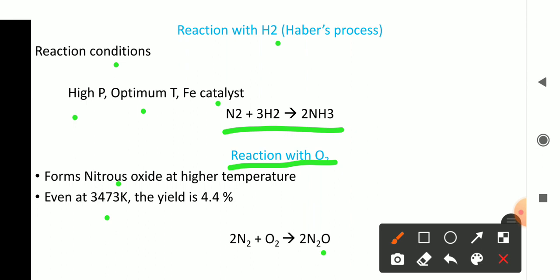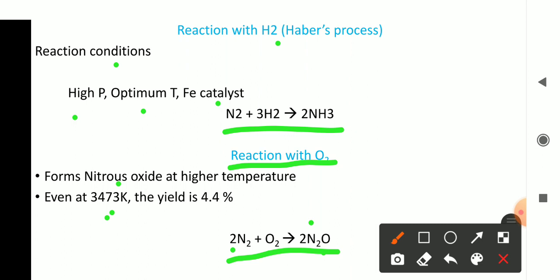Okay, so this shows the poor reactivity of nitrogen. When nitrogen reacts with oxygen, the product is nitrous oxide, that is N2O. This reaction is carried out only at extremely high temperature, but even then the yield is very poor, only 4.4% at 3473 Kelvin. Okay, and this is the chemical equation which shows the reactivity of nitrogen with oxygen. Look here, 2N2 plus O2 gives 2N2O. Nitrogen upon reaction with oxygen gives nitrous oxide.